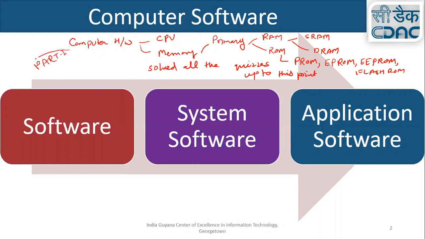Now we move from the computer hardware to the software. Software is divided into two types: one is system software and the other is application software. Today we just give you an overview of software, and in tomorrow's session we discuss in depth the system software, different types of application software, etc.